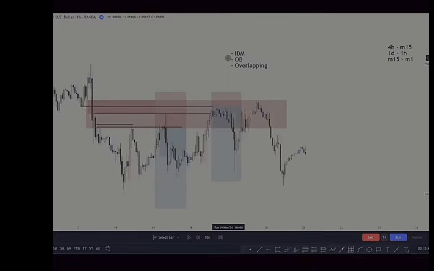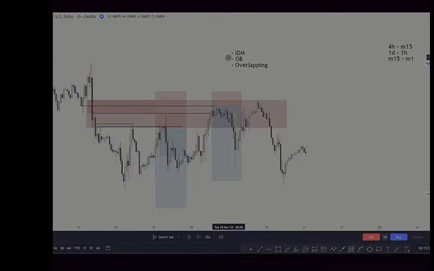The most important one for me is inducements, and then order blocks, and then overlapping. I would say overlapping and order blocks are the same for me. They're in the same level. Inducements are the most important ones. They actually give you these sniper entries.